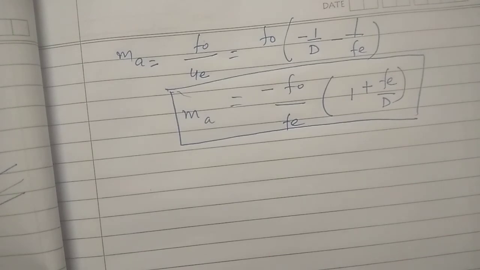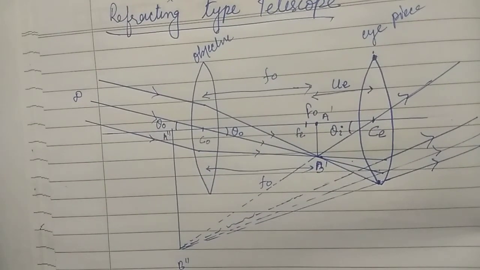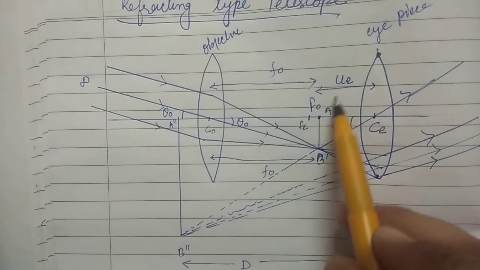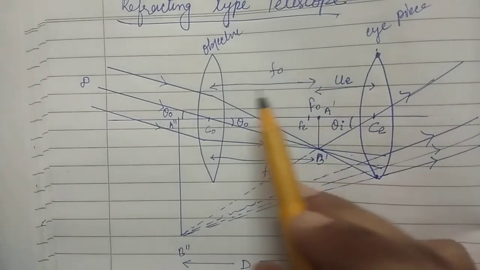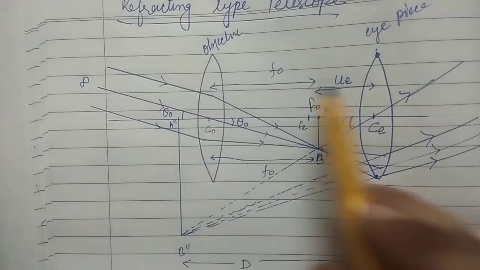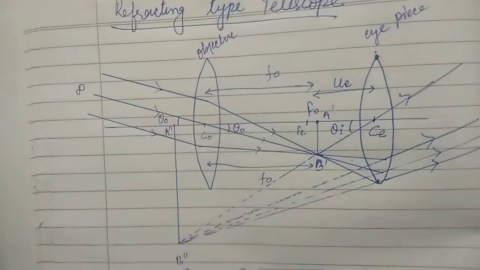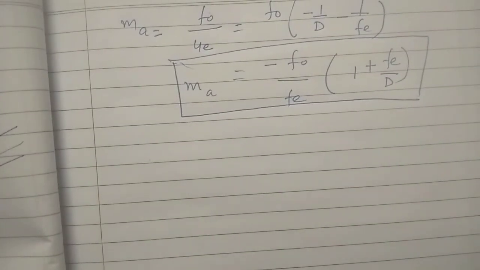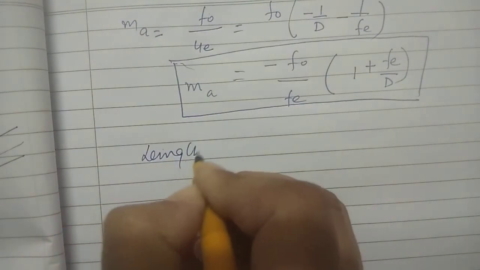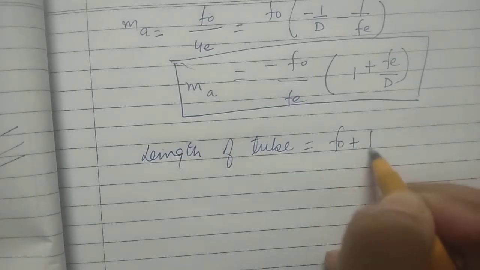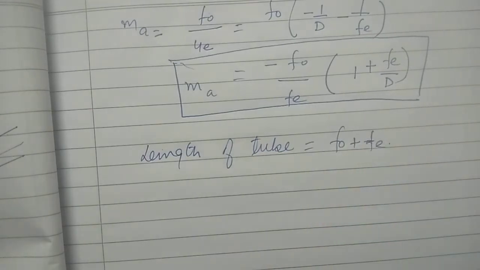And you see what is the length of the tube here. One approximation here we will use for the length of the tube. You see, otherwise this point is very much closer to this, so this ue sometimes can be taken as fe also. So what is the length of the tube? Means the distance between these two lenses. That would be fo plus fe. So with the approximation I'm writing f naught plus fe, that is the focal length of the objective plus focal length of the eyepiece.